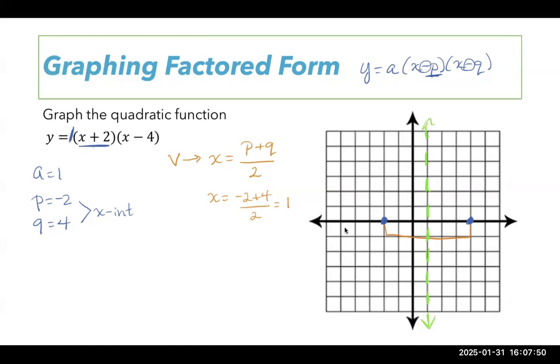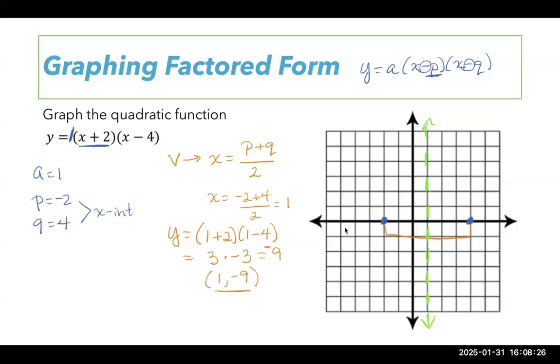Okay. Now, for the vertex, we know the vertex has to be somewhere on that line. So we'll go back to our equation and we'll substitute the 1 in for the x to see what we get. So 1 plus 2 will be a positive 3. 1 minus 4 will be a negative 3. And that's going to give us a negative 9. So we have the point here now of 1 comma negative 9.